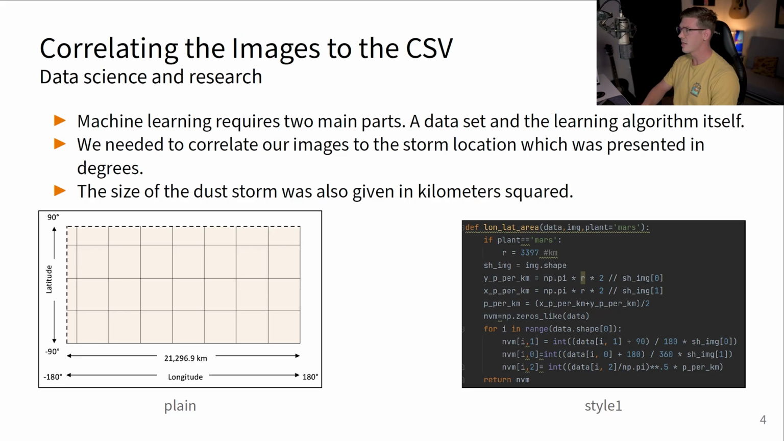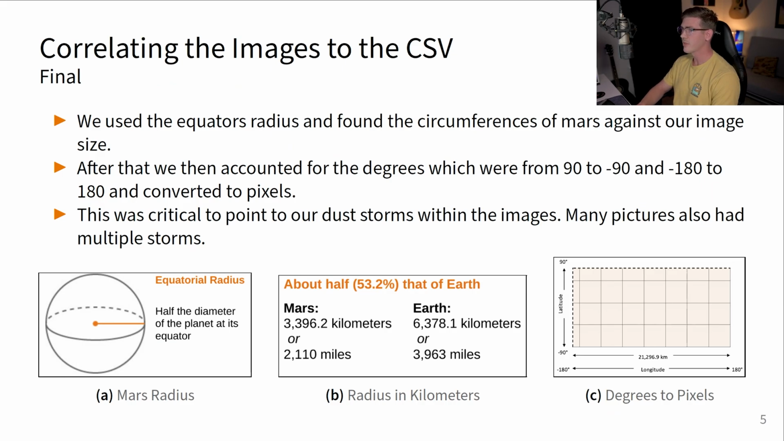And then on the right-hand side, we have some of the code that we used to correlate those parameters to the actual image itself, mapping it to the pixel value. This is also where we found the information. It was provided on NASA's website.